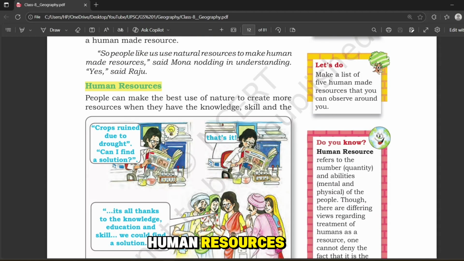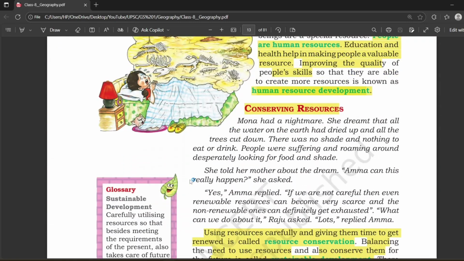Now, what are human resources? People themselves are human resources. Education and health help in making people valuable resources, improving people's skills so they can create more resources. That process is called human resource development. For example, if a person doesn't know anything and then goes for education and learns new skills, he becomes a human resource capable of creating something new.